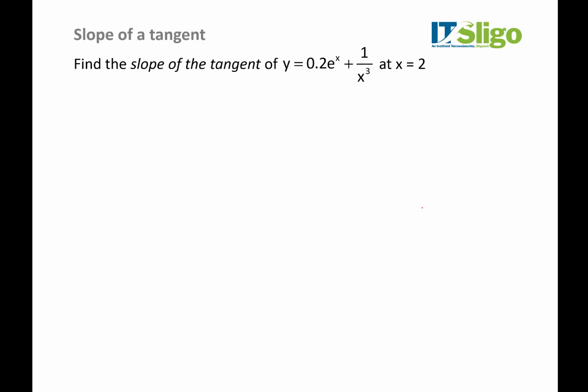Find the slope of this tangent. So when we work this out, remember, dy/dx. I'll do that in black. y is equal to 0.2 e to the power of x plus x to the power of minus 3. Now when we differentiate, we've done this bit before, and here the power comes down. Add minus 1 to the old power.